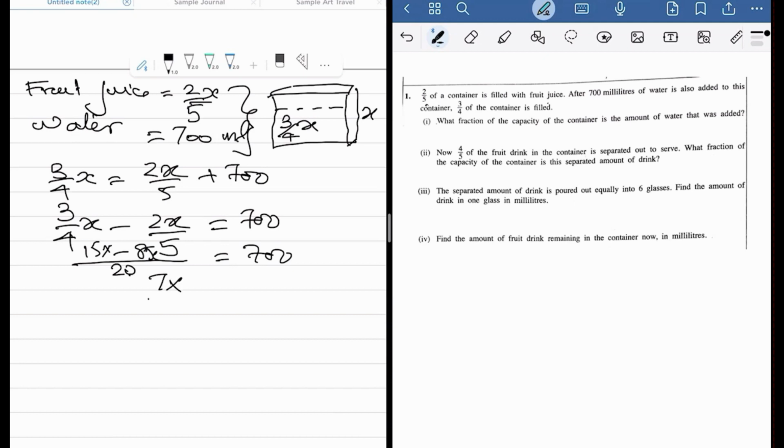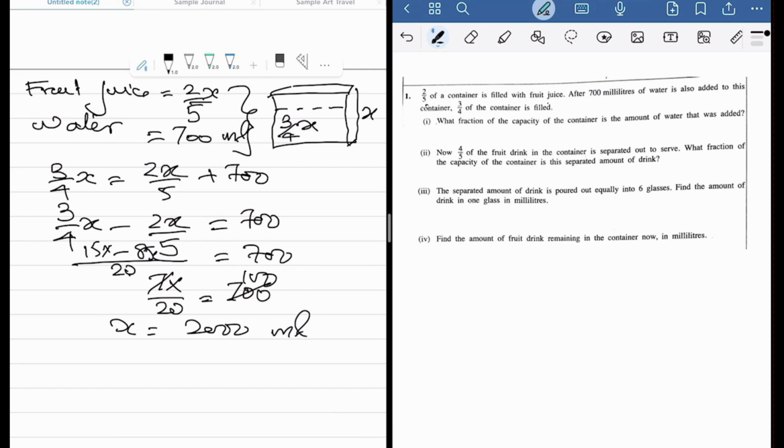So this is going to be 7x over 20 is equal to 700. Now you can cancel the 7, that will be 100. So x is equal to 2000. That is the total volume of the container, but it's not filled. So the filled volume is going to be 3/4 of that.